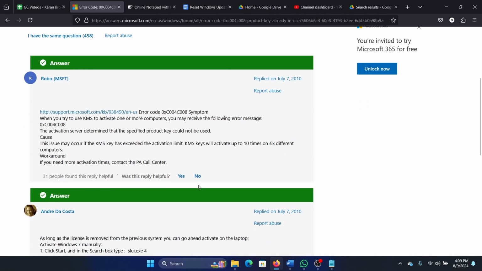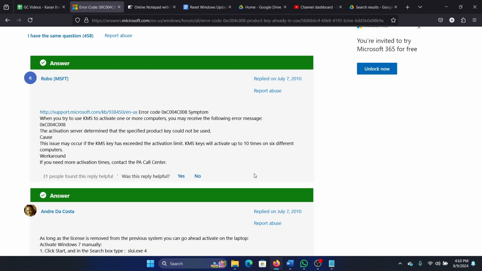I will give you two situations, and this has also been mentioned on this forum as a satisfactory answer. So if it is a KMS key, then it has an activation limit. If it is a volume licensing key, it has an activation limit. It can be activated up to 10 times on 6 different computers, and for more you will have to contact Microsoft support for it. But there is a second type of key, which is the OEM key, which is inbuilt into a computer. If you try to use it on a different computer, it will not work.